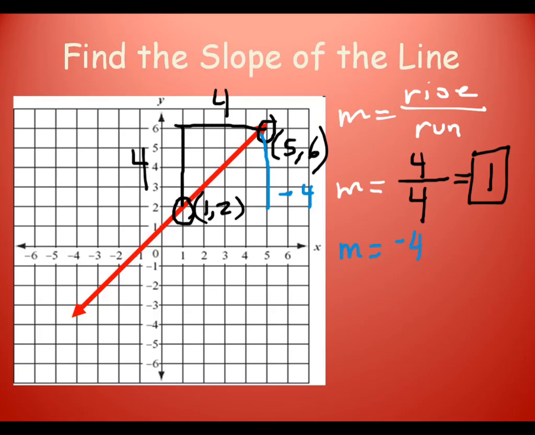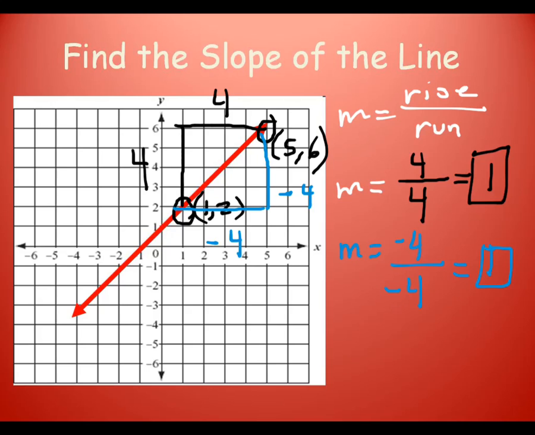And then to go to the left, I go 1, 2, 3, 4. And that's also negative because when you go to the left on an XY axis, it's negative numbers. So I'm going to take how much I went up or down, divided by how much I went left or right. And what's negative 4 divided by negative 4?